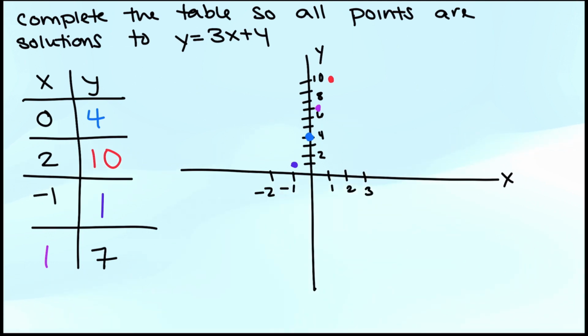And it turns out if you plot all of the solutions to a linear equation, they will always lie in a straight line. That's one reason why we call them linear equations. And in fact, if I connect the dots here, I do get a straight line. And every single point on this line will actually be a solution to this linear equation.